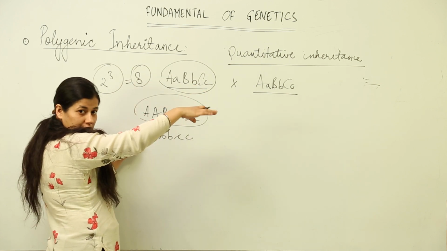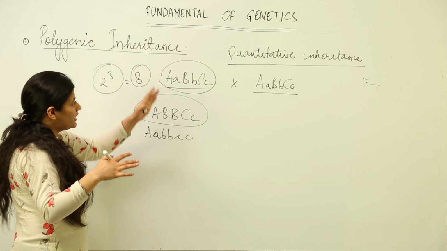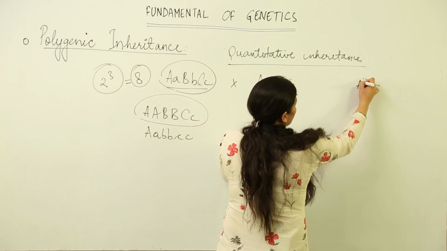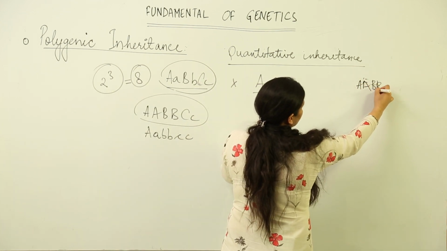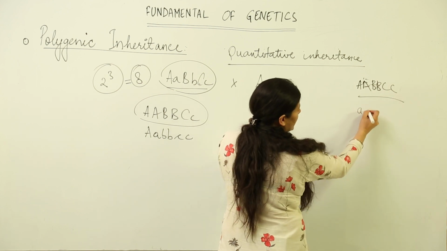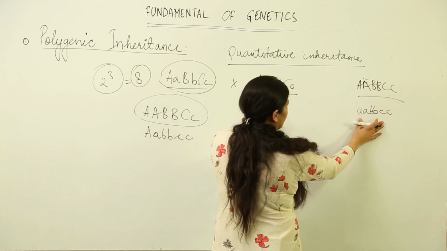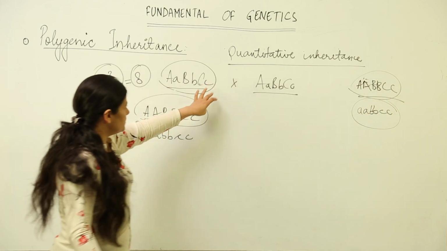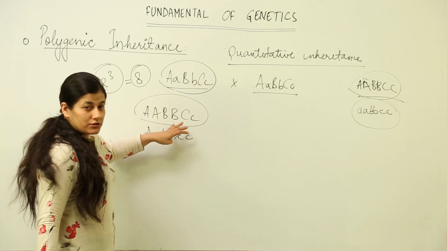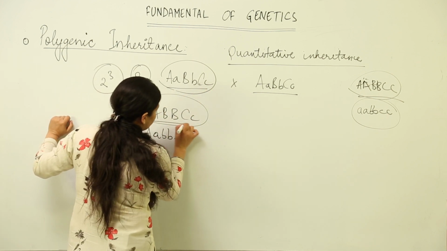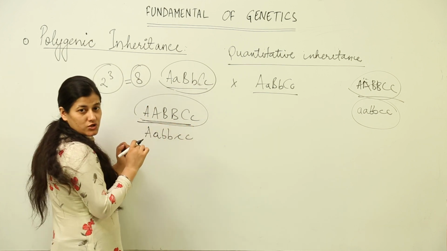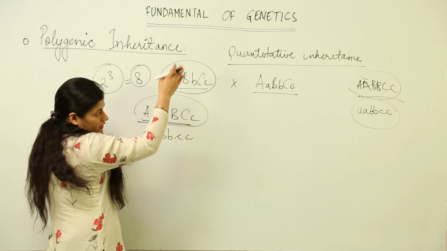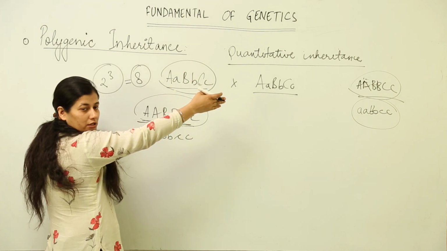For the parental generation, one parent was capital A, capital A, capital B, capital B, capital C, capital C, which was a completely homozygous condition, and this was the condition for the other parent. Now this is completely dark, this is completely white, this is intermediate. As you know, we get a genotype where 5 of the alleles belong to the dominant category. So the more the number, the more the inclination towards that particular phenotype.